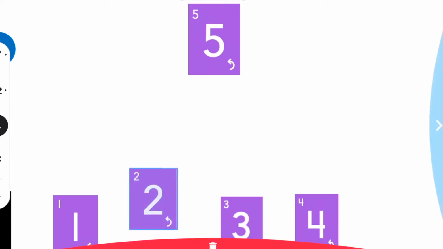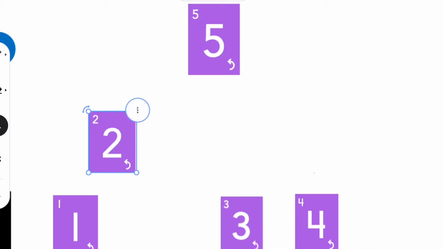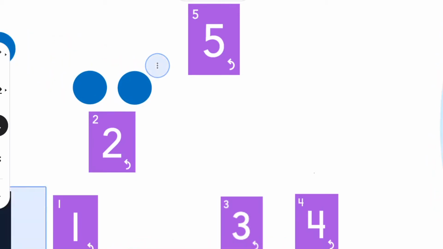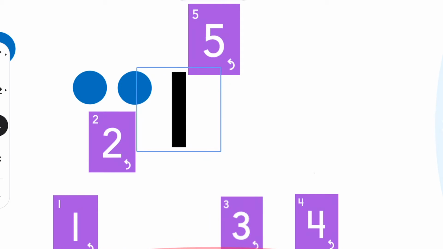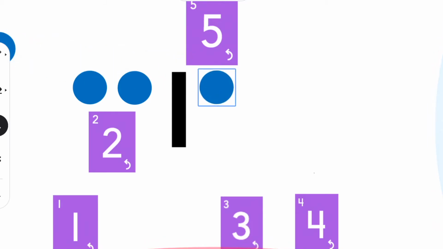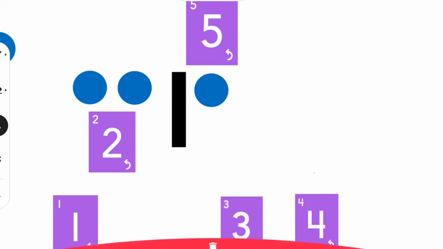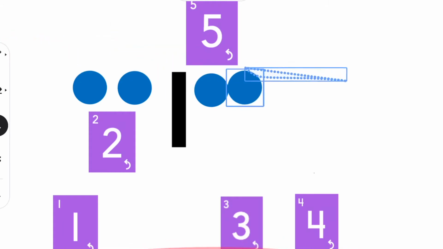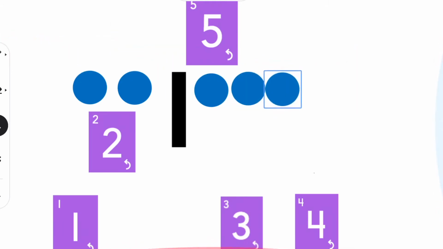So I have the number 2. Let's count out 2 circles with me. 1, 2. I'm going to put a line to separate these numbers. So next, I need to keep adding. So if I have 2, let's keep counting on. 3, 4, 5.